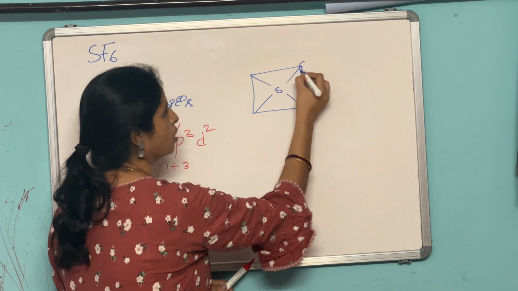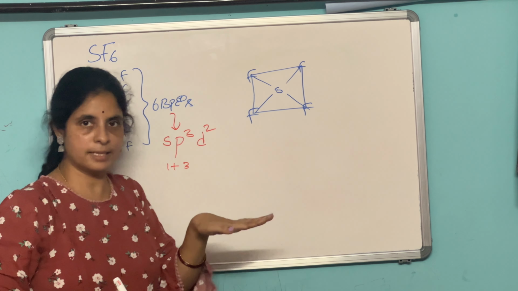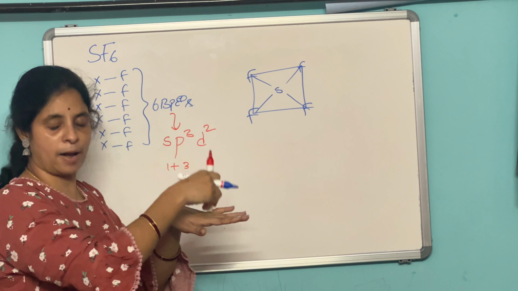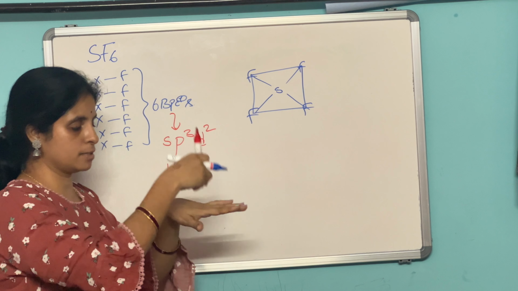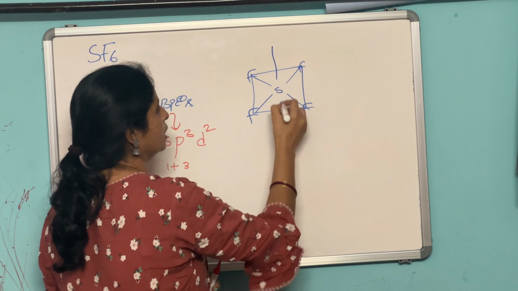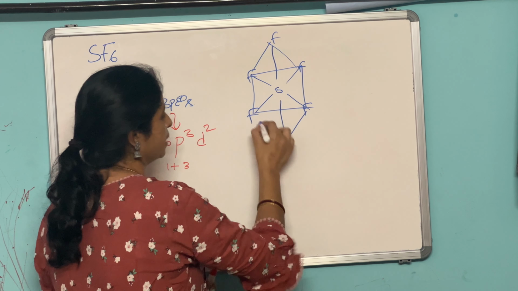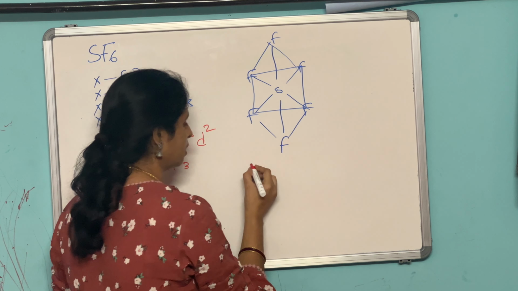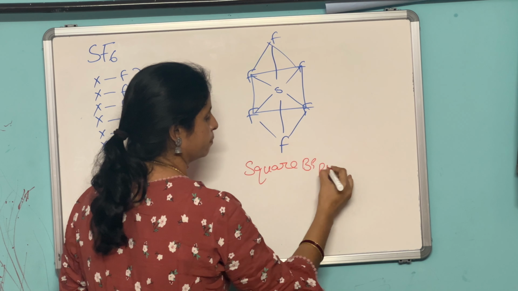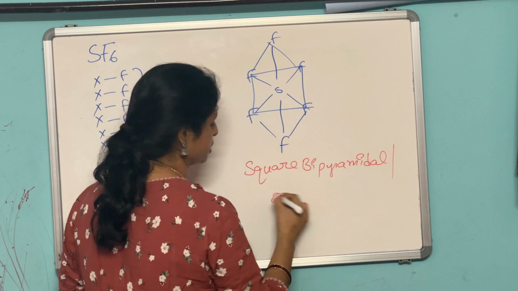These occupy 4 corners of the square. You assume this square is like this. Okay. One atom above this square and one atom below this square. So here like this. This geometry is called square bipyramidal geometry or octahedral geometry.